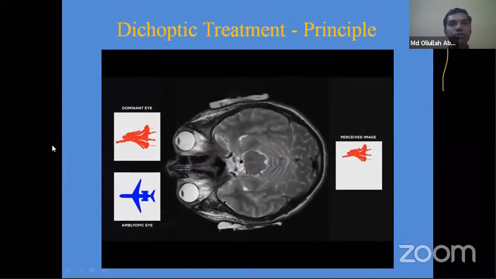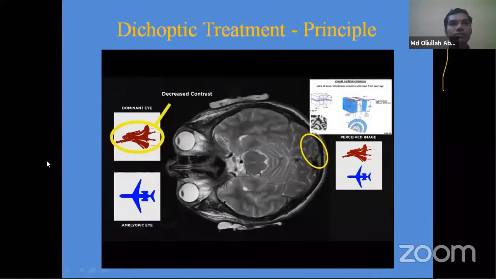Dichoptic therapy: a contrast-adjusted stimulus is presented to each eye, with the better eye getting the stimulus with reduced contrast. It promotes development of binocular vision by reducing inhibitory interactions and suppression within the ocular dominance column.